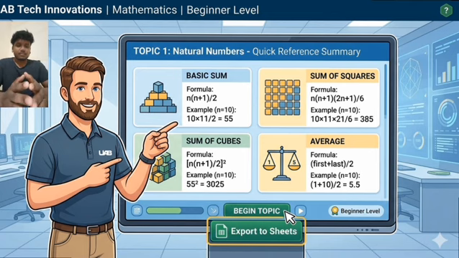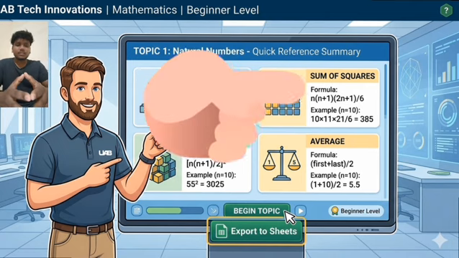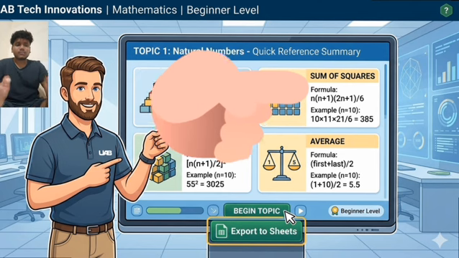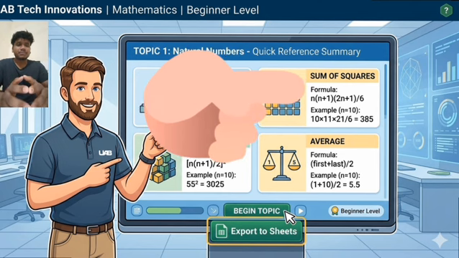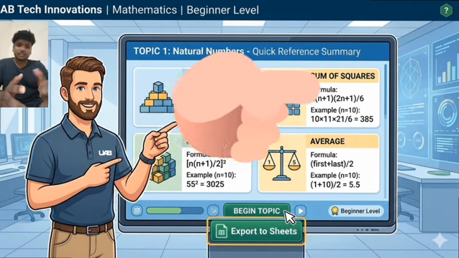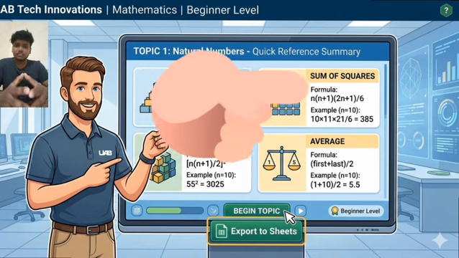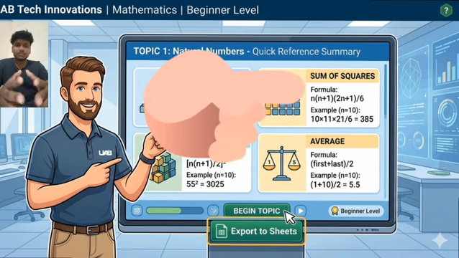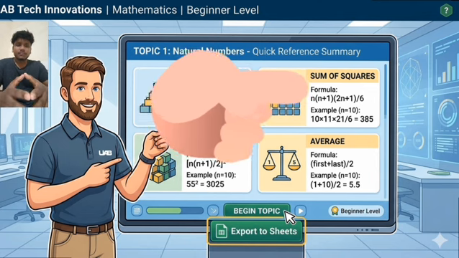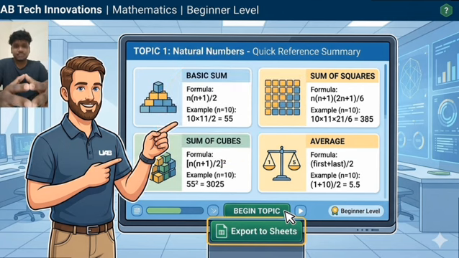Then in basic sum, we need to use this formula. No problem at all. I am displaying usable content, not unusable content. Please note the formulas and revise. Then we go to the sum of squares. Observe the poster I have displayed. In sum of squares, we need to use the formula n of n plus 1 into 2n plus 1 by 6. For example, if I give n is equal to 10, you substitute that value in the formula, then you can get the answer easily.